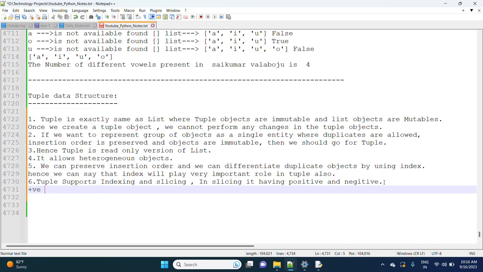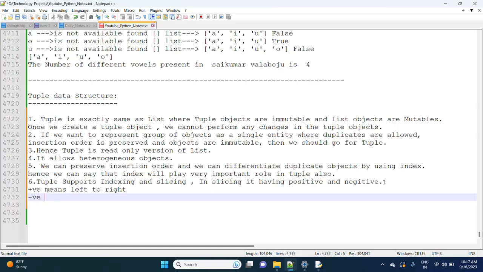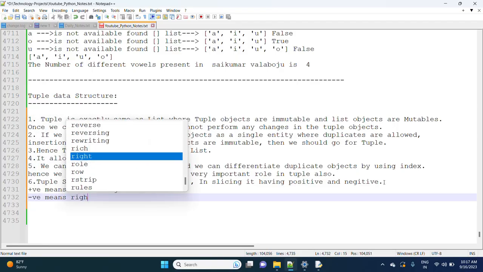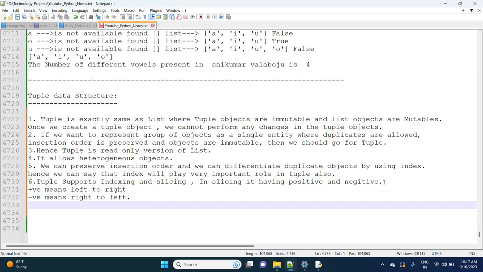Positive means from left to right, and negative means from right to left. Okay, so this is nothing but tuple supports indexing and slicing. Clear?